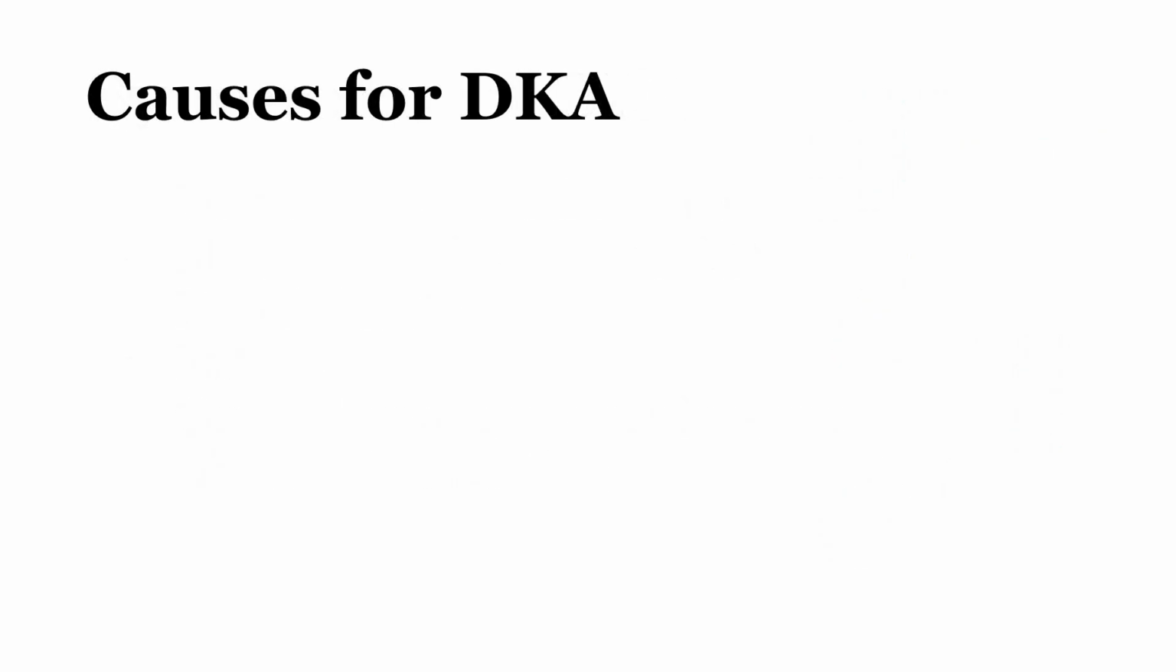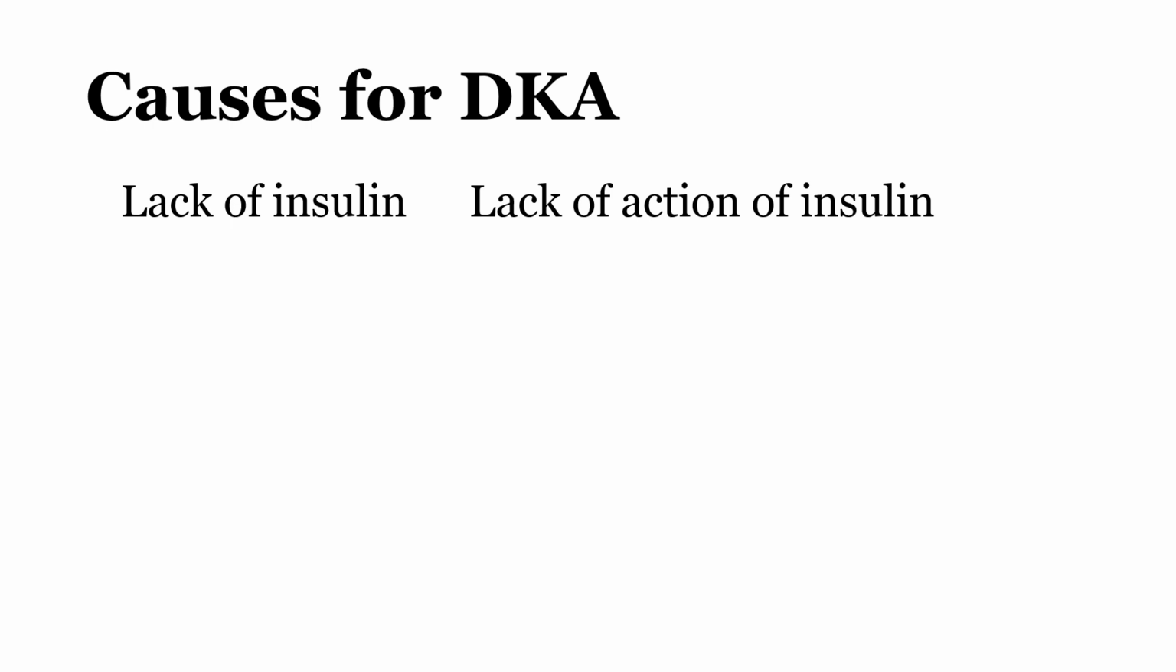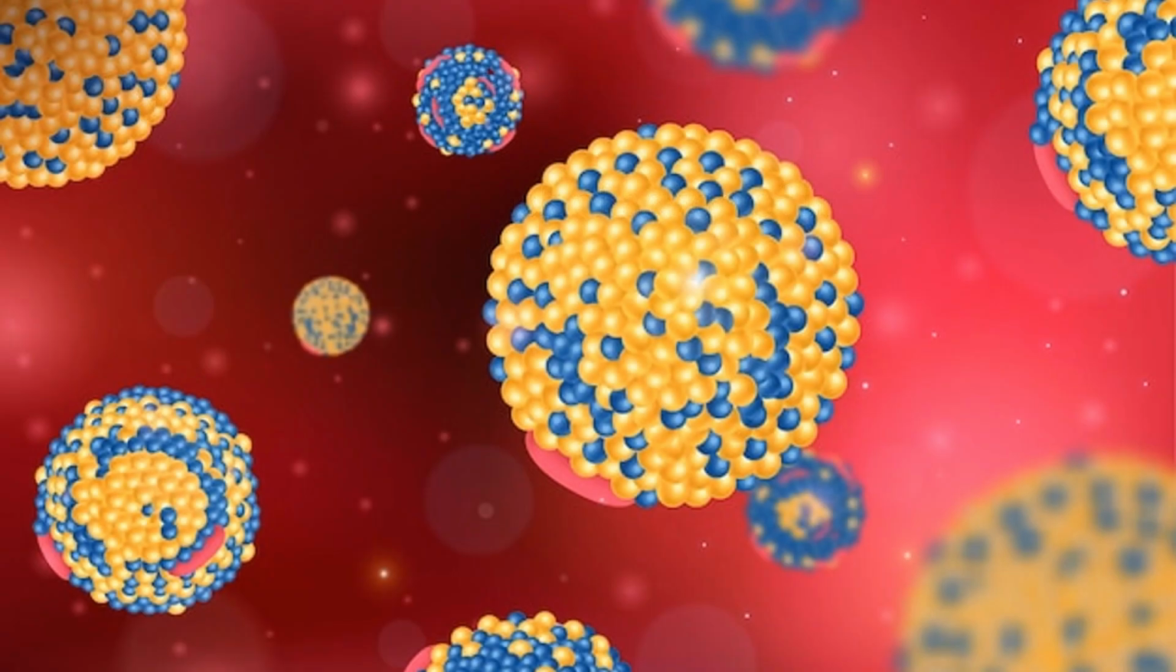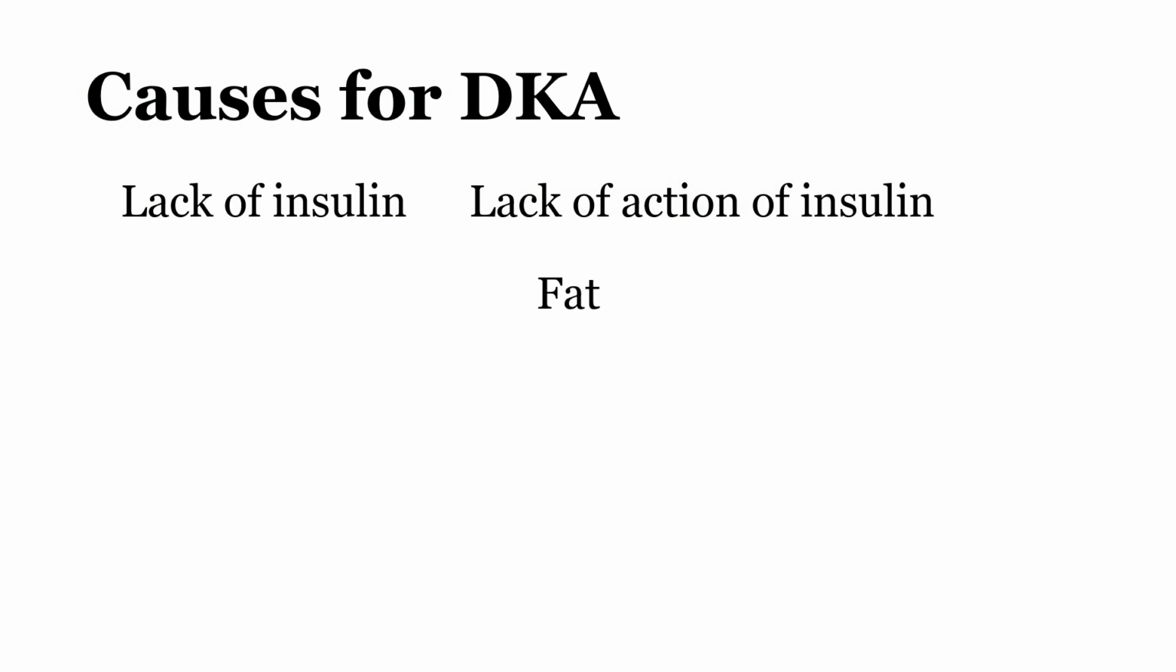Causes for diabetic ketoacidosis. Diabetic ketoacidosis happens because your body can't utilize glucose due to lack of insulin or lack of action of insulin. Instead, the body now utilizes fat for energy production. Fat metabolism produces ketones as an end product of metabolism. If this process goes on, ketones build up in your blood. Excess acids or ketones interfere with the chemical balance of your body, giving rise to those symptoms that I mentioned earlier.